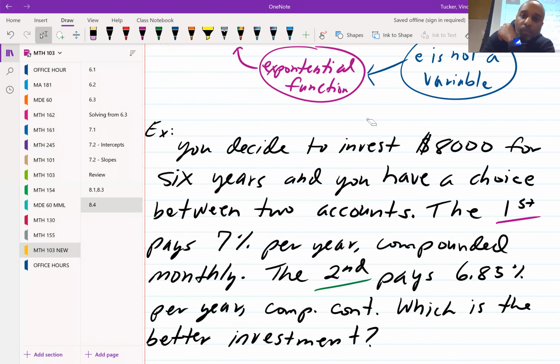All right. So you decide to invest $8,000 for 6 years, and you have a choice between two accounts. The first account pays 7% per year compounded monthly. The second account pays 6.85% per year compounded continuously. Which is the better investment? So I'll give you a chance to write that down.